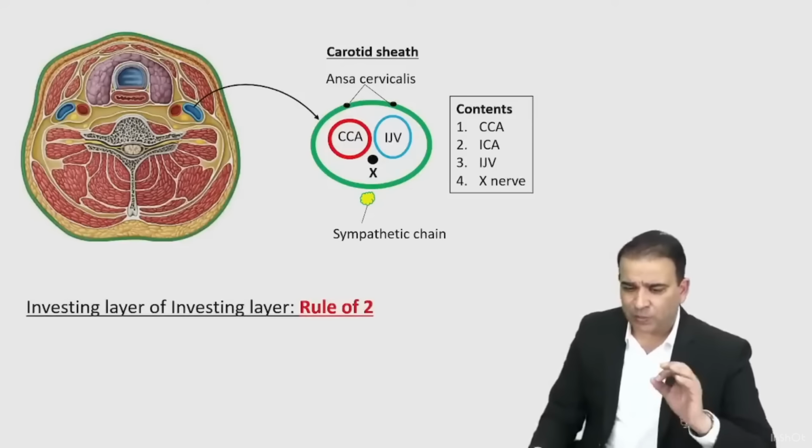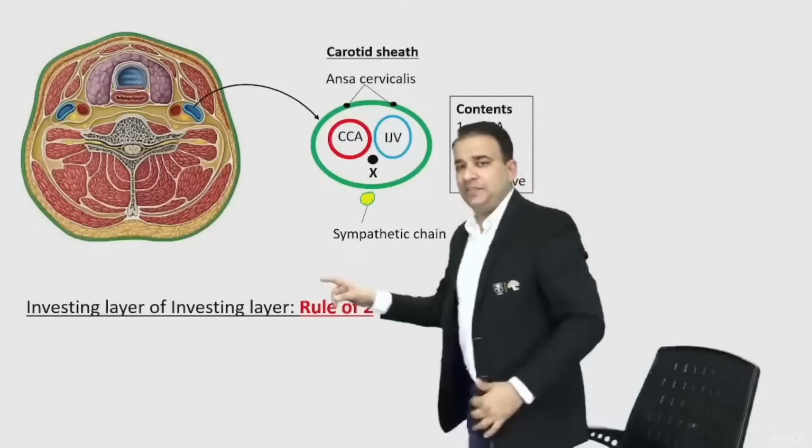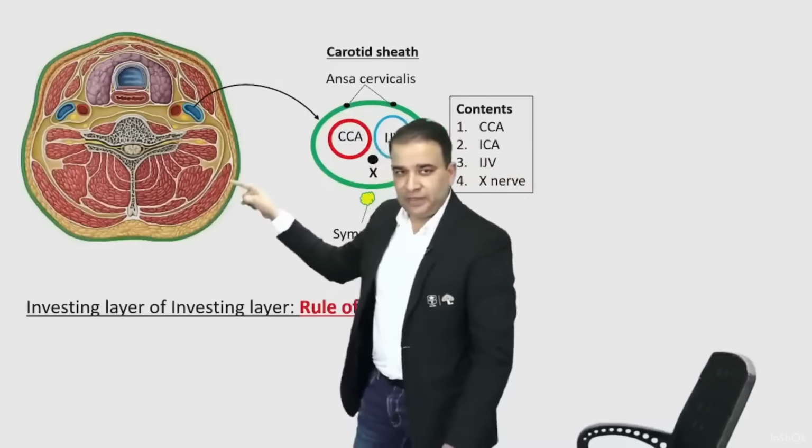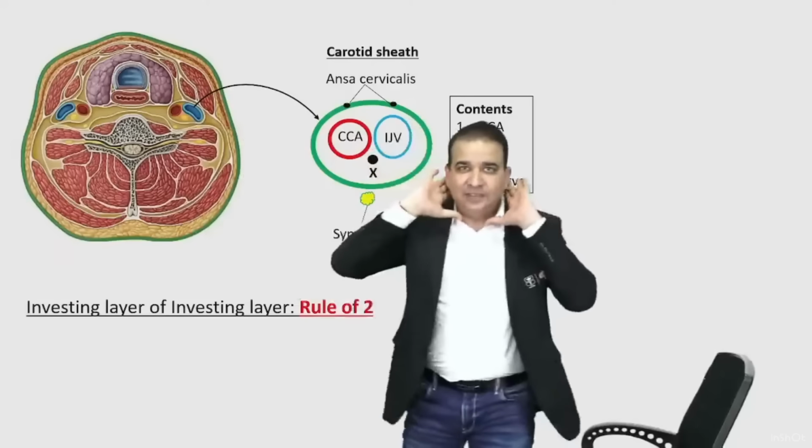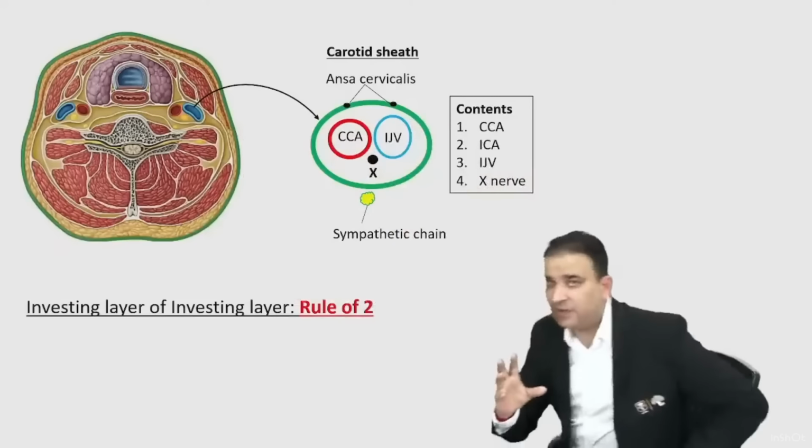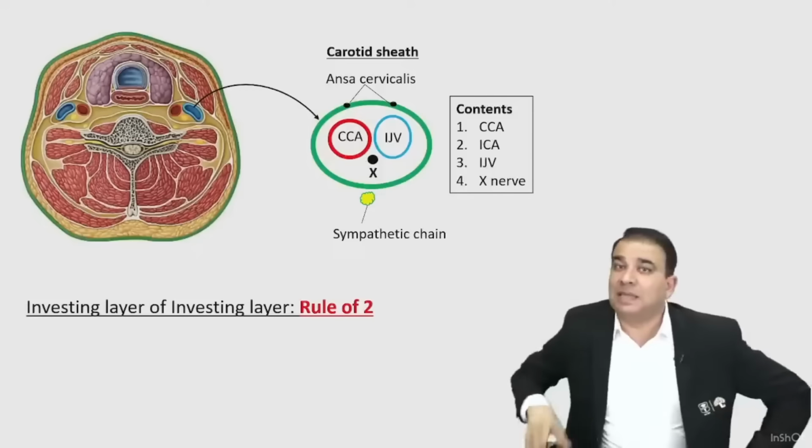Investing layer, guys. Just very quickly about the investing layer. Now in this picture, the investing layer is this. You can see the layer which is covering the entire neck. That is called the investing layer. Now the investing layer of deep cervical fascia is basically enclosing many structures.